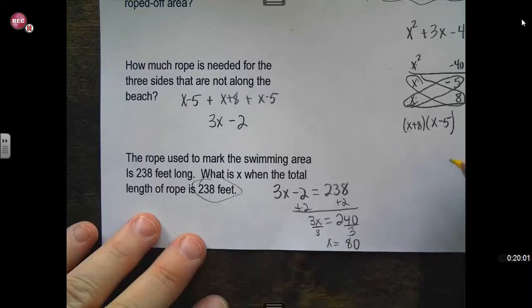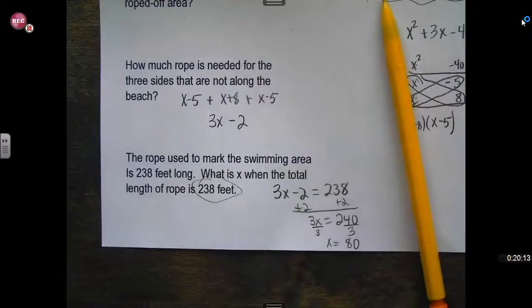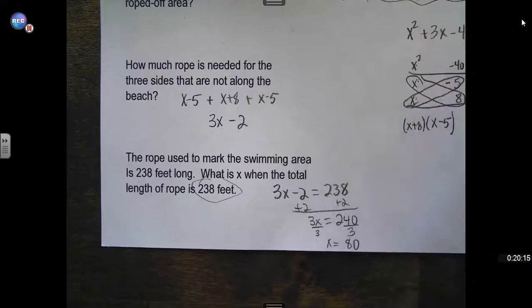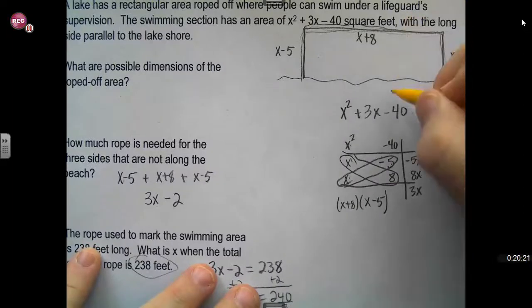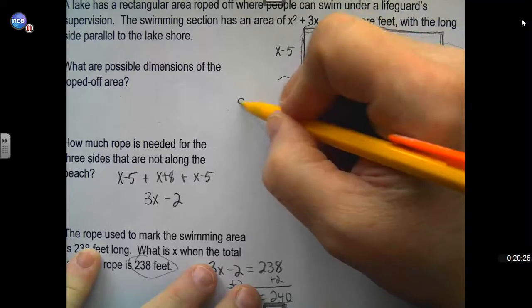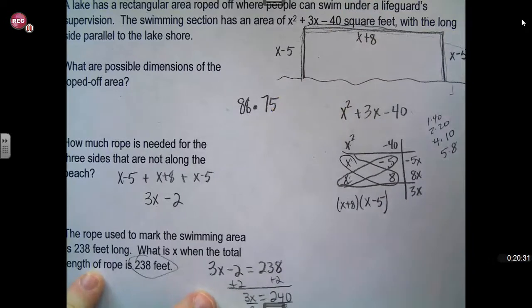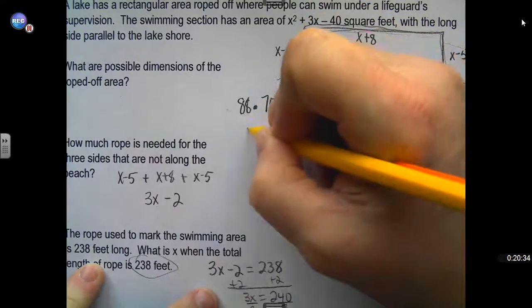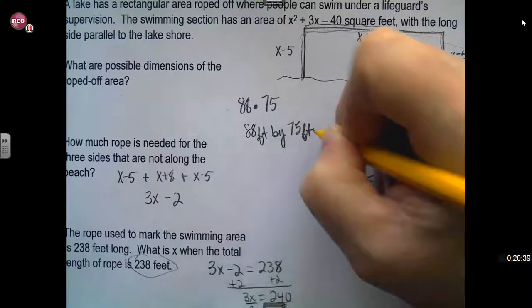So the dimensions would be, if x is 80, the dimensions would be 88, and leave myself enough room to write, but this would be 88 by 75, and we're talking feet. So I should have put 88 feet by 75 feet. Okay.